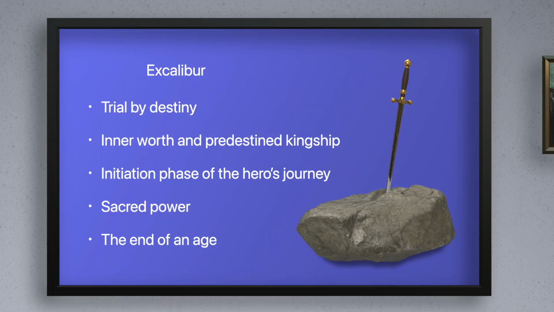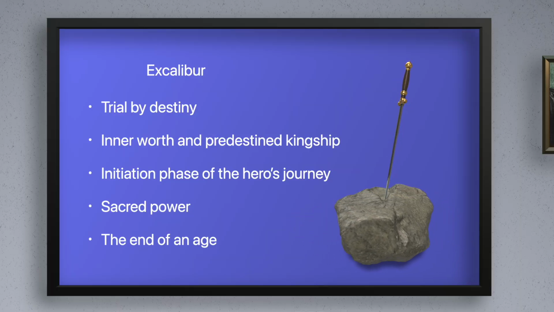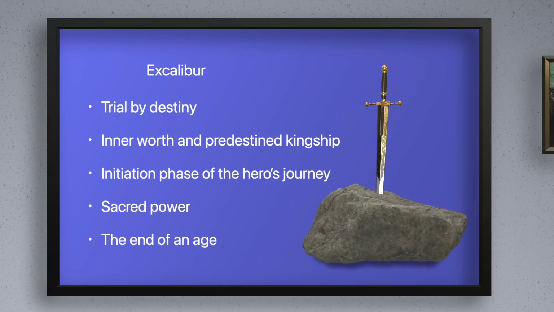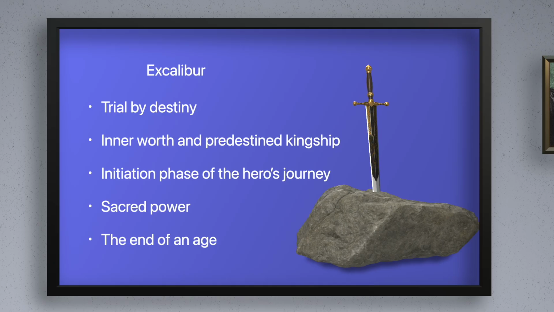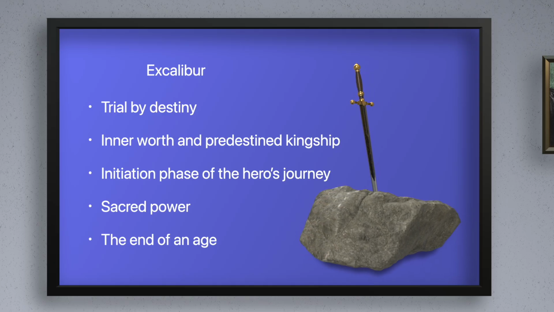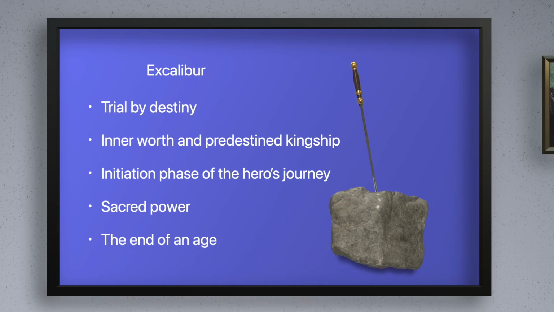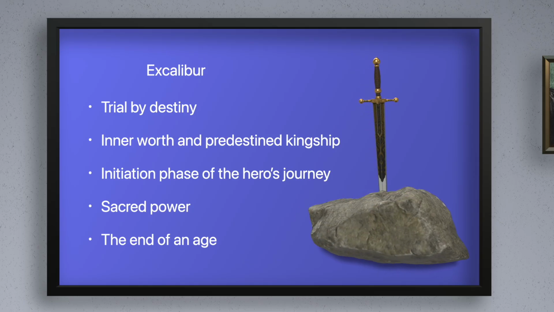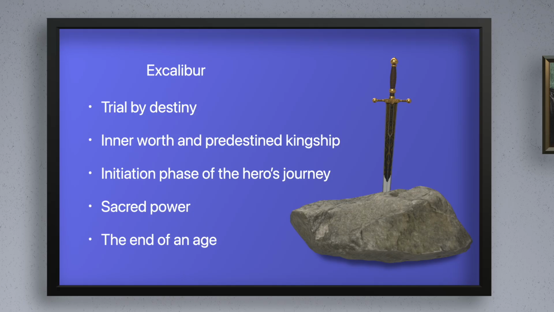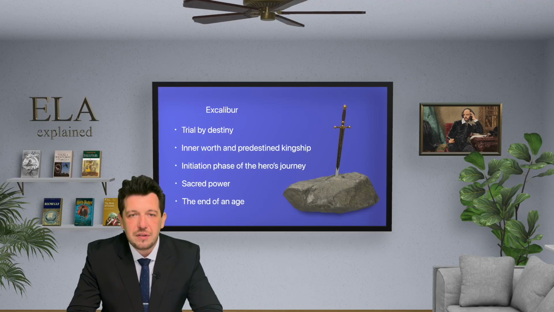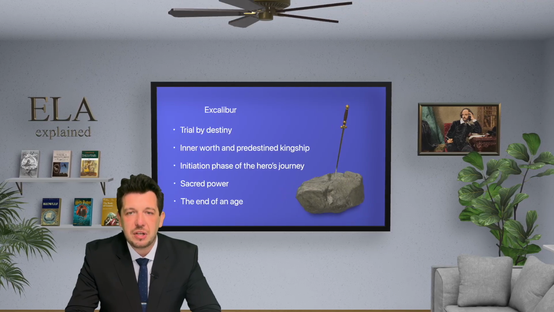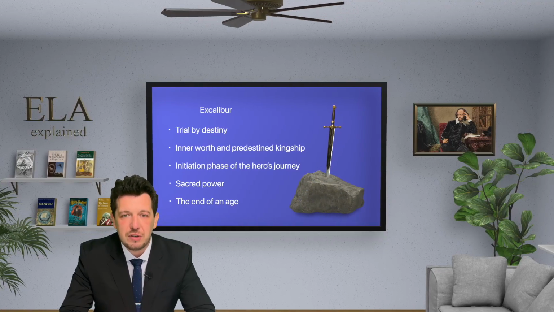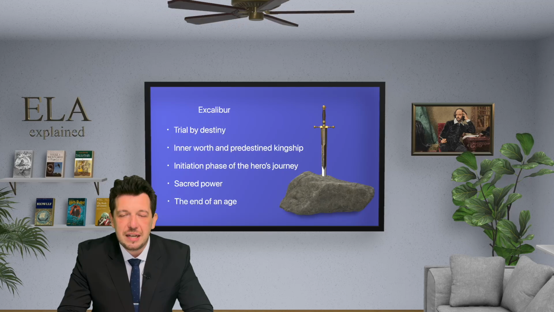The sword in the stone is a symbol of trial by destiny. It symbolizes personal worth, inner value, honor, justice, and many qualities associated with the concept of chivalry. Only the true king can pull it from the stone, and for Arthur, this becomes the initiation phase of his journey, proving his worth before receiving power. After Arthur is mortally wounded, returning the sword marks the symbolic end of his era, the death of chivalric ideals, unity, and justice.